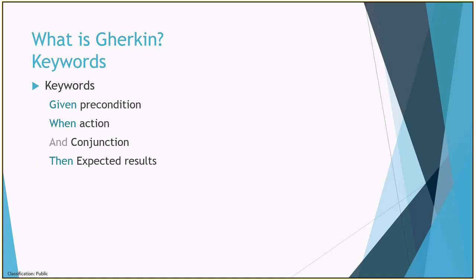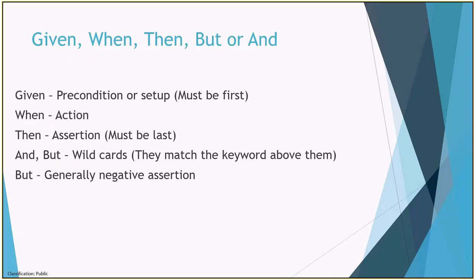Now, going forward, what is Gherkin? As I have already mentioned, it's a parser. These are the keywords that we use: given, when, and then. There are many keywords, but these are the 4 keywords that we generally focus on to write the test cases, or to write the use cases, or the high level scenarios, or to write the feature file. Given, when, then, but, and.